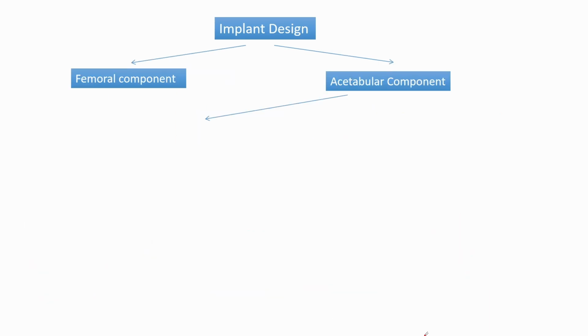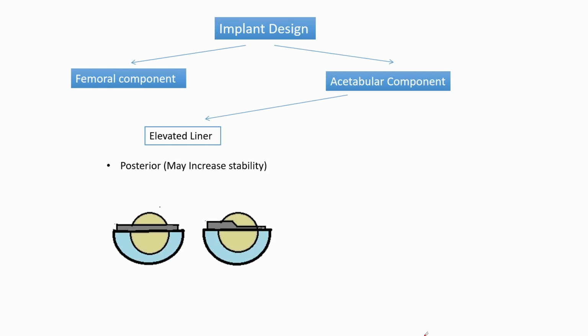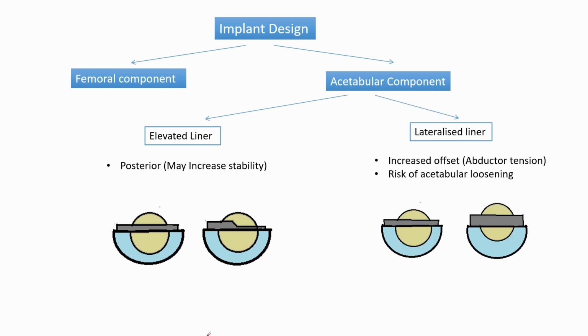Coming to the acetabular component, we can have an elevated liner which may increase stability, like in a posterior approach, a posteriorly elevated liner may increase stability, or a lateralized liner, that is the liner is larger in size, which increases the offset and improves the abductor tension. However, a lateralized liner may have risk of acetabular loosening and is generally avoided.